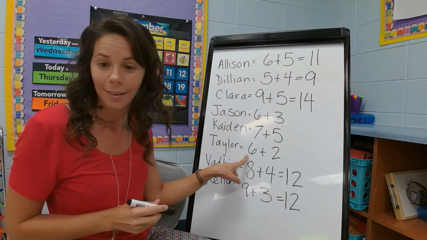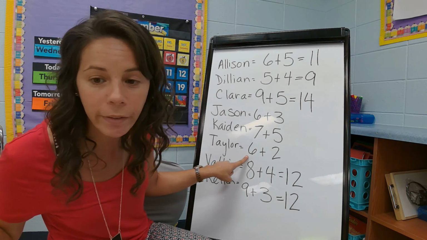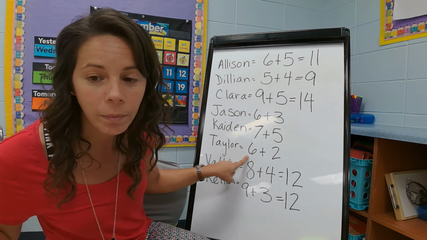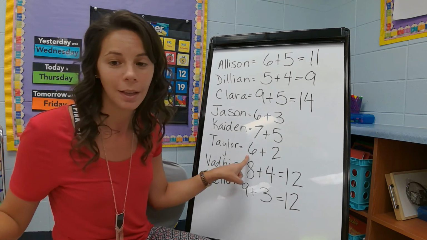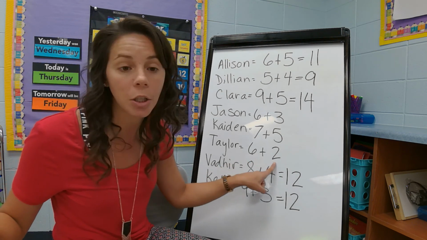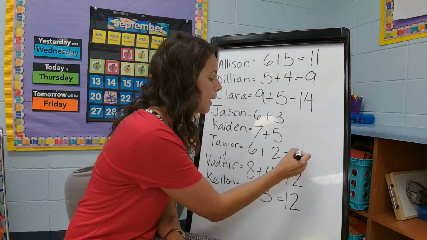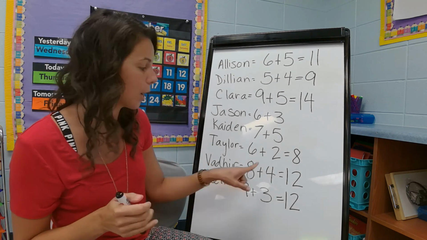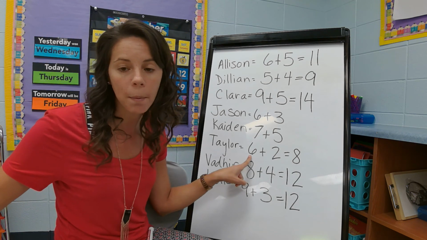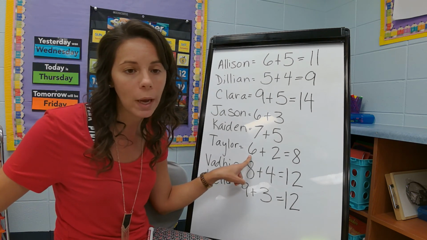All right, Taylor, go ahead. Can you read us your question? What numbers did you have? I have 6 and 2 and 8. Good. Okay. 6 plus 2 equals 8. Okay. We want to hear that you're adding your 2 numbers. Great job. She used her number bond to help solve her question.